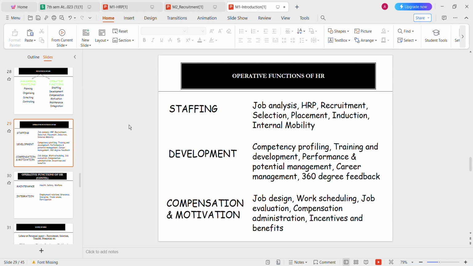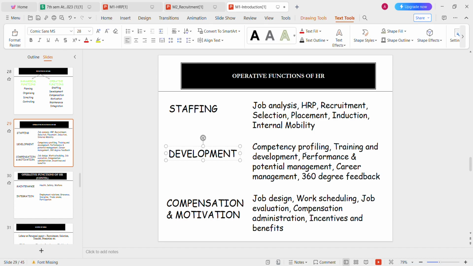The next is development. Next, the compensation and the motivations. For any workers, if they need to do their job well, they need to be motivated. So it's the main responsibility of the HRM to make sure that all the employees are motivated. Whenever they do their job, an appraisal has to be done.